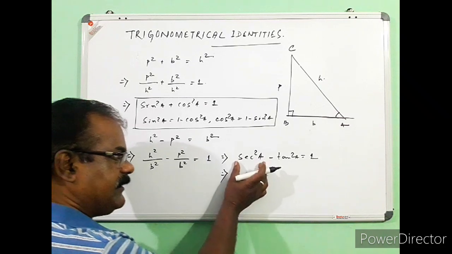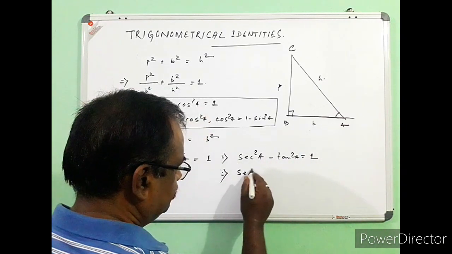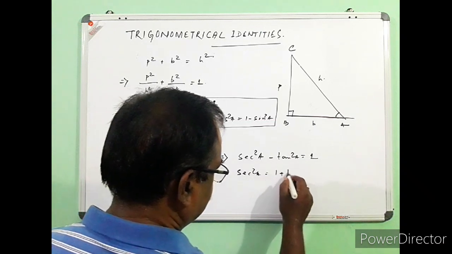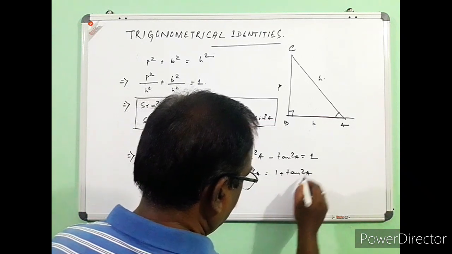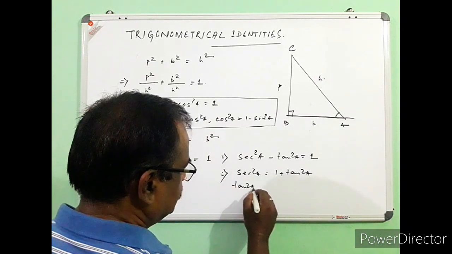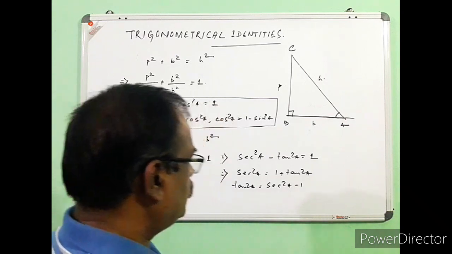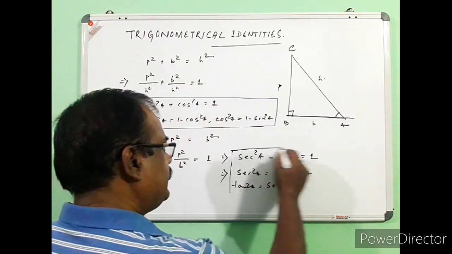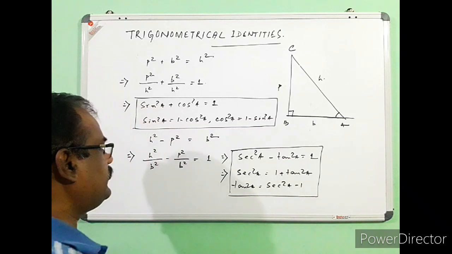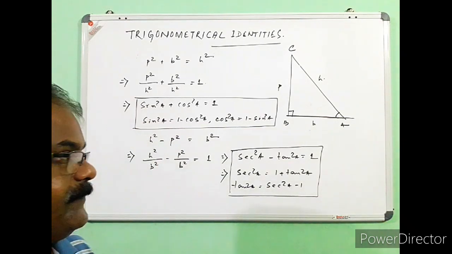Keeping sec square A here and taking tan square A to that side, we get sec square A is equal to 1 plus tan square A, or conversely tan square A is equal to sec square A minus 1. In this way also we can relate the hypotenuse, perpendicular and base.